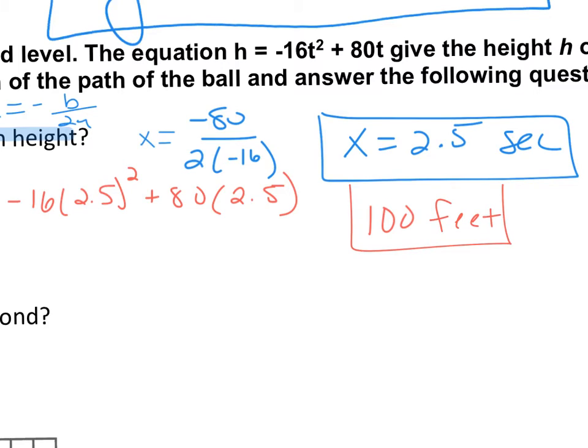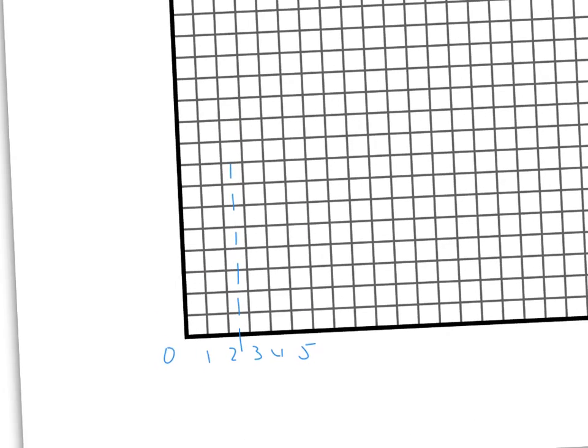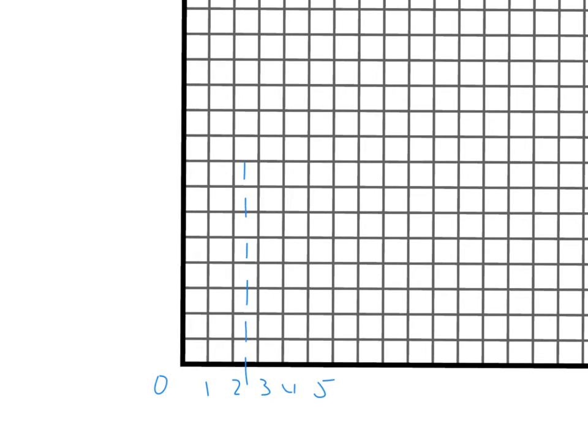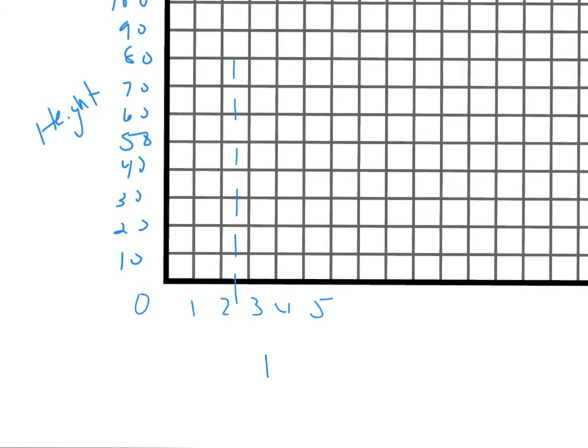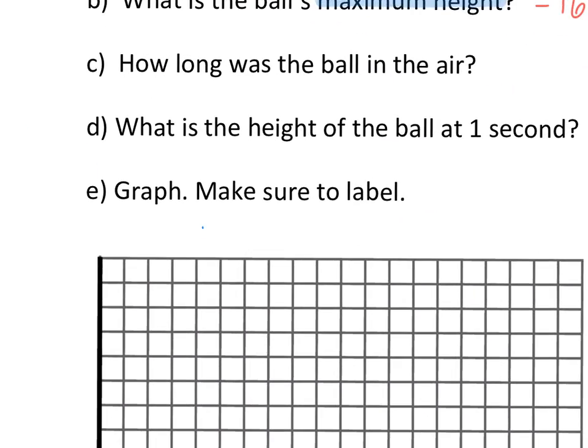Now when I come down here to my grid, for 100 feet I'll go up by tens: 10, 20, and so on. This is feet or height, and this will be time or seconds. I'll also give it a title, football kick, or whatever you want to name it.